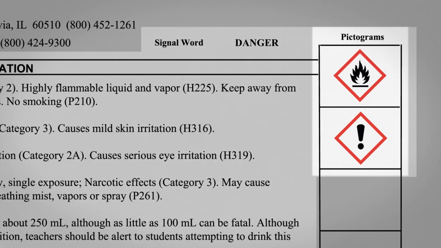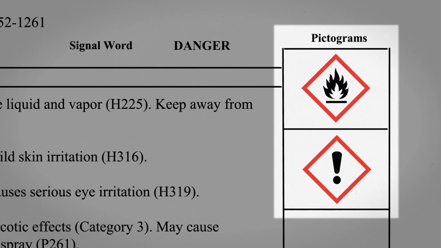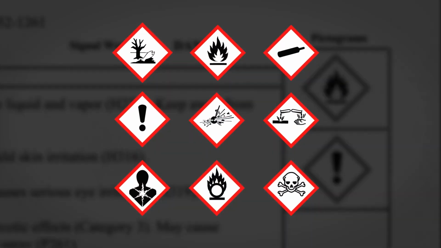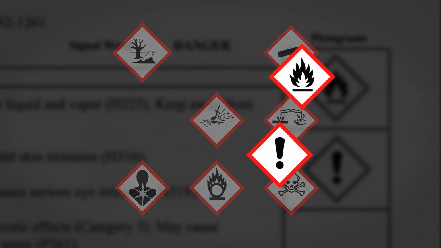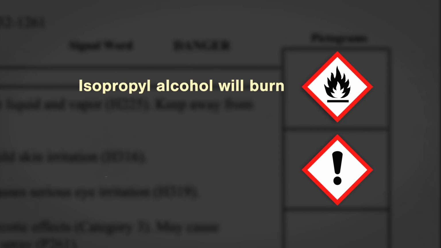The second way a hazard is identified is through a pictogram. There are 9 pictograms used to describe all of the possible hazards of chemicals. Isopropyl alcohol has 2. The first one, a flame, is easily understood. Isopropyl alcohol will burn. The second, an exclamation point, alerts you to other potential hazards of this chemical.